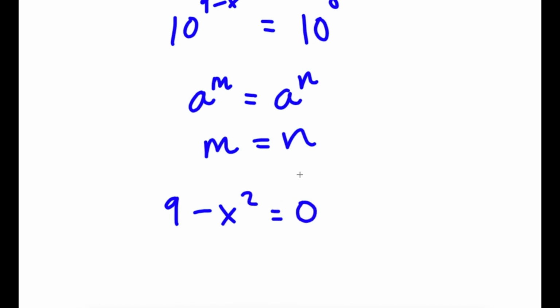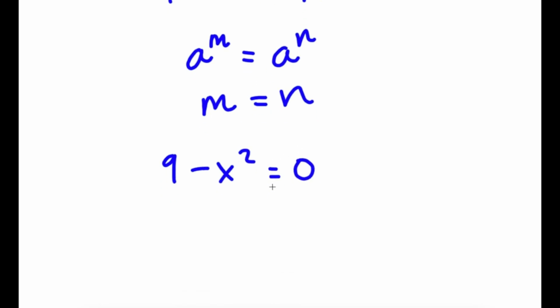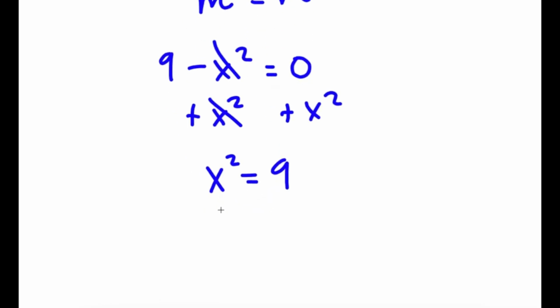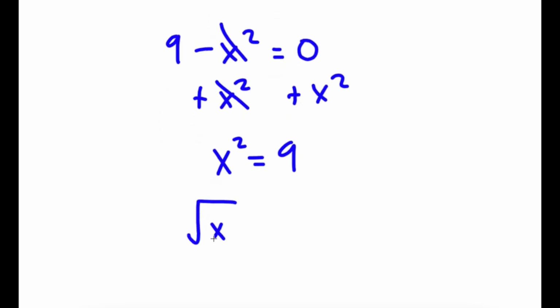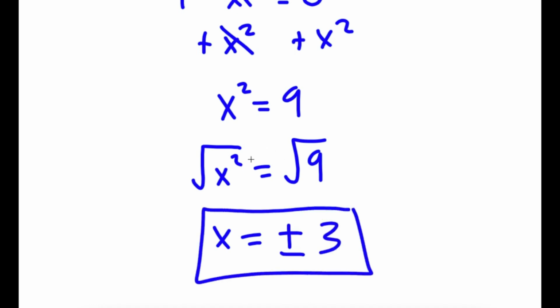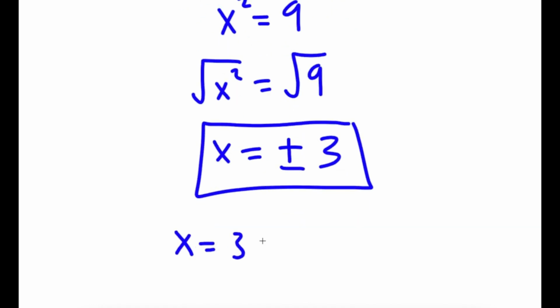Now, as you see, we have a simple equation to solve. So to solve this equation, I'm going to add x squared on both sides. So then these two cancel out, and I have x squared is equal to 9. Now, I'm going to take the square root on both sides, so I have the square root of x squared is equal to the square root of 9. And the square root of x squared is x. The square root of 9 can be positive or negative 3. So my two solutions for x are x equals 3 and x equals negative 3.